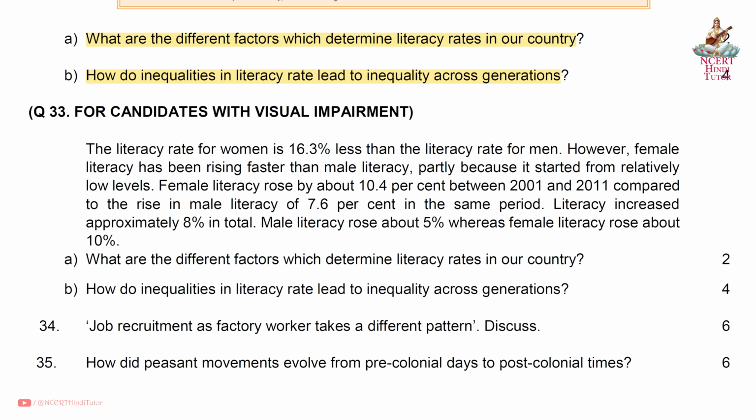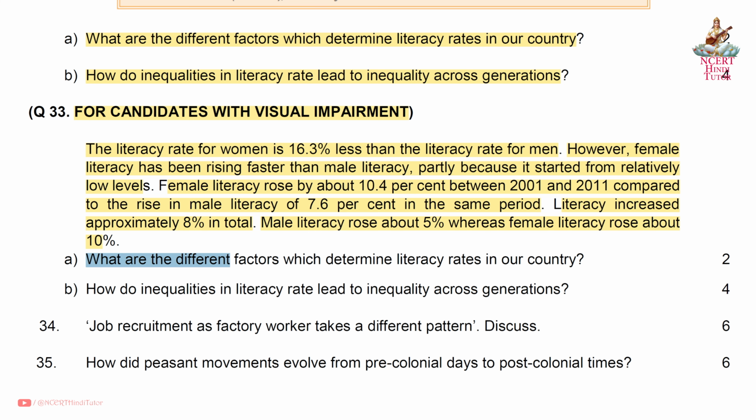Question 33. For candidates with visual impairment, the literacy rate for women is 16.3%, less than the literacy rate for men. However, female literacy has been rising faster than male literacy, partially because it started from relatively low levels. Female literacy rose by about 10.4% between 2001 and 2011, compared to the rise in male literacy of 7.6% in the same period. Literacy increased approximately 8% in total. Male literacy rose about 5%, whereas female literacy rose about 10%.